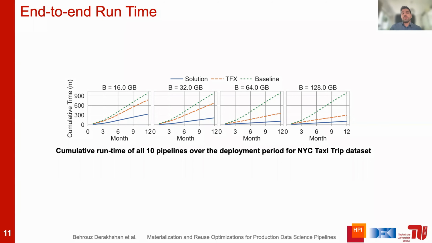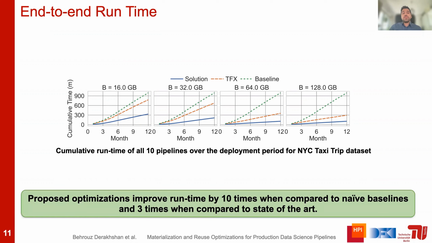We also see similar impact when the budget is large. Even though TFX manages to store nearly all the reusable artifacts when the budget is 128 gigabytes, its runtime is still larger than our solution. This is mainly because it executes every pipeline separately. This experiment shows that our proposed optimizations improve the runtime by 10 times when we compare with naive baselines and 3 times when we compare to the state of the art.